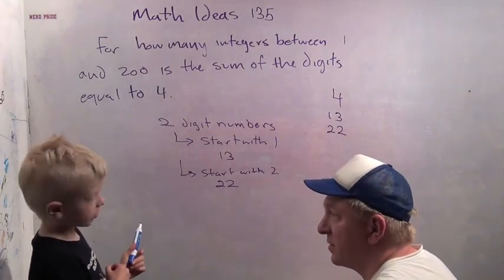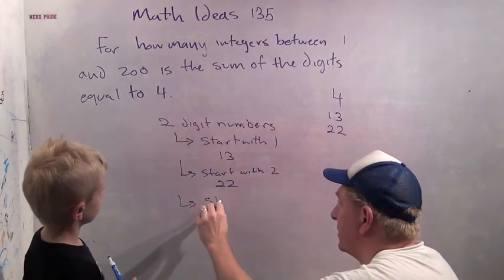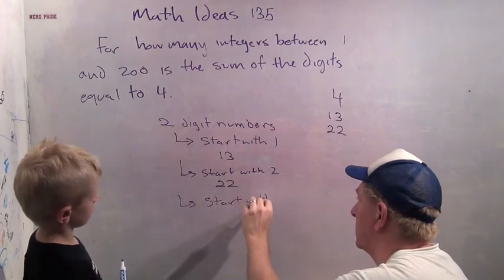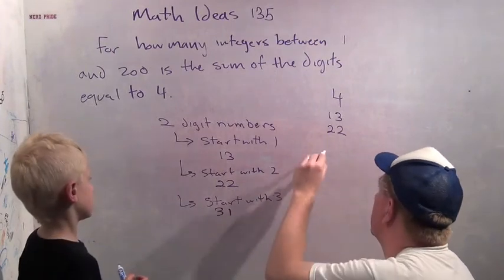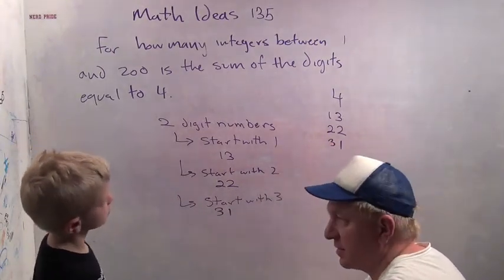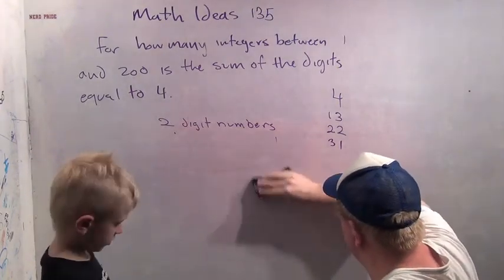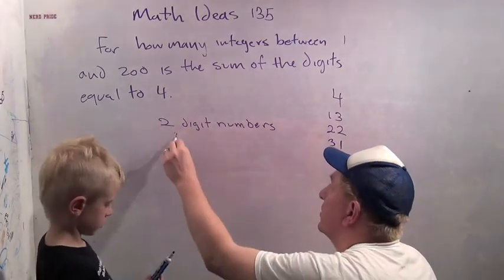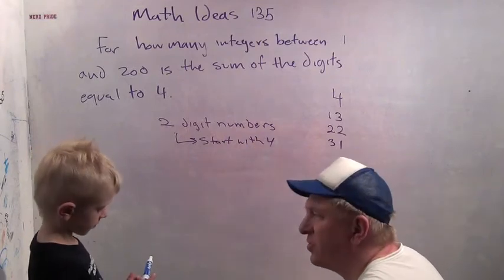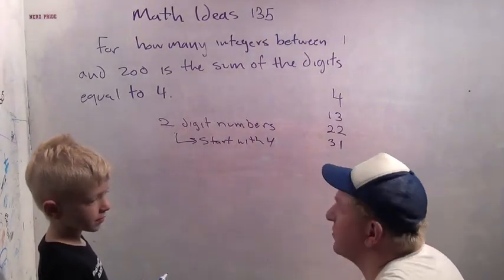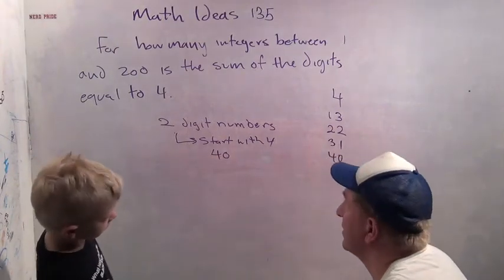So what should we go to next? We should go to the two-digit numbers that start with 3. That's 31. What's next? The two-digit numbers that start with 4. What two-digit number starting with 4 has a sum of the digits equal to 4? 40, yeah.